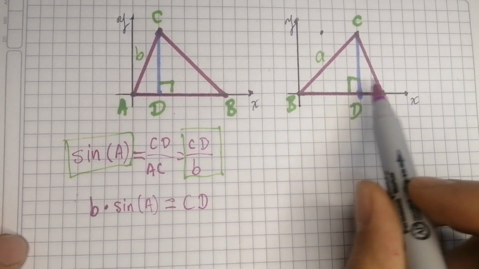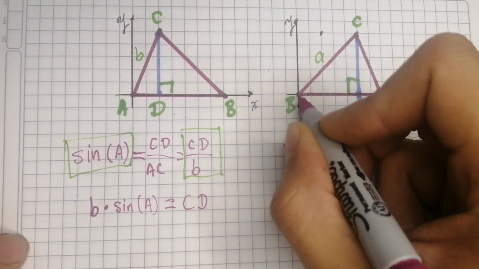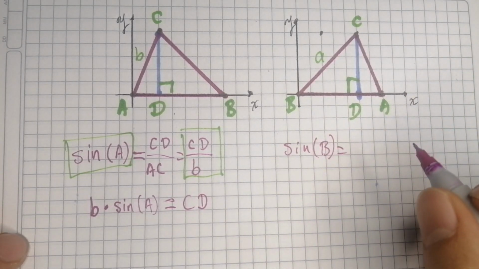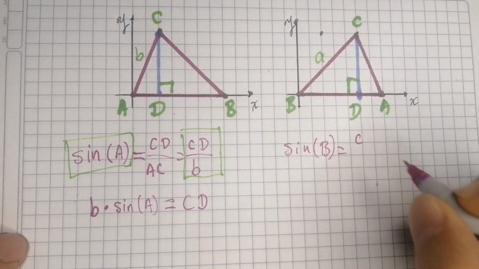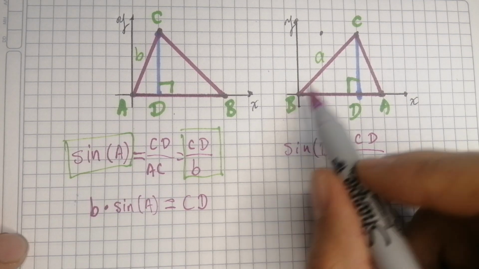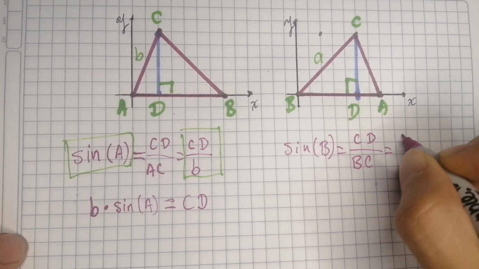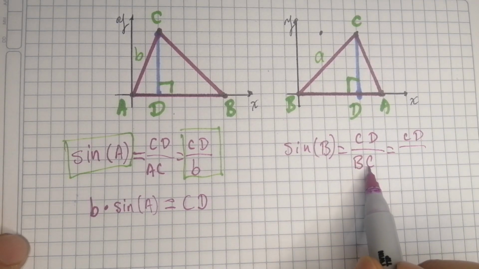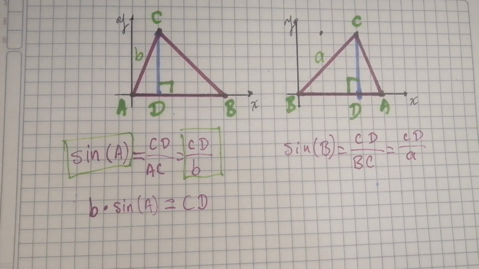Now let's do something similar with this one here, but now we are calculating with the sine of B, that is the angle that we have here in this position. Sine of B is equal to what? Is equal to the segment CD, that is the opposite side represented here, divided by what? By the value of BC, this length that I have here. And at the end, remember, CD divided by, what is the name that we gave to the segment BC? This was A, so I'm going to write here lowercase a.